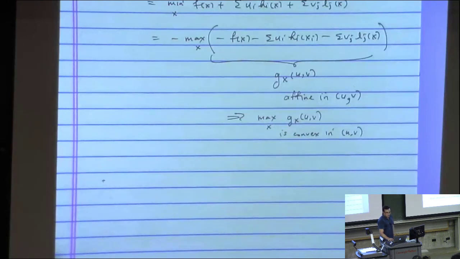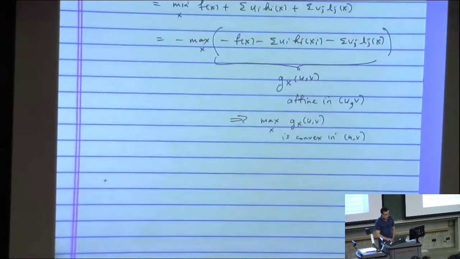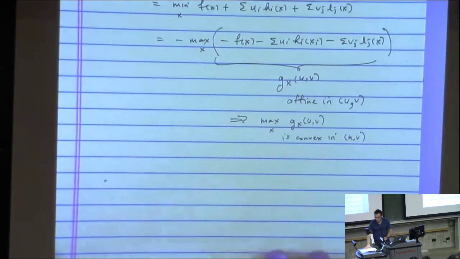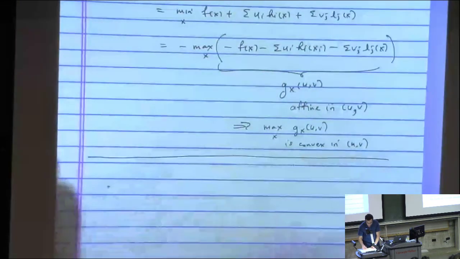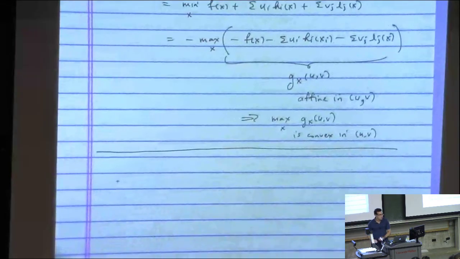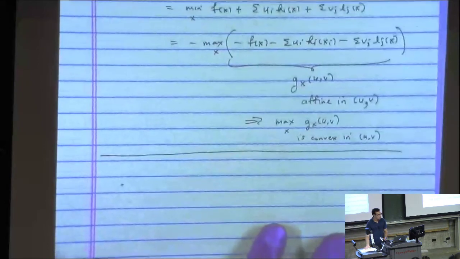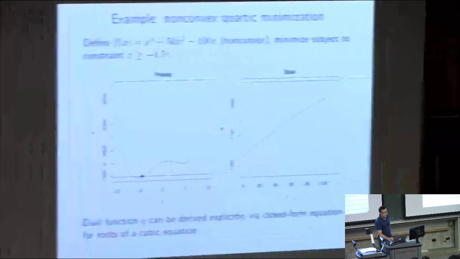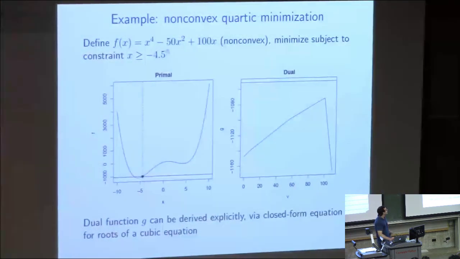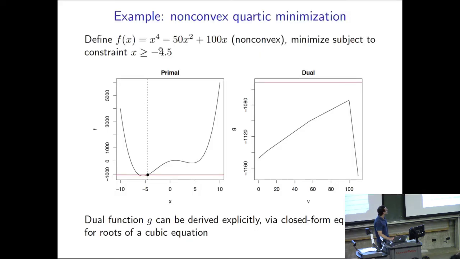So let me give you an example that demonstrates just how surprising, or maybe not surprising, but just how bizarre this can be in some ways. I'm starting off with a non-convex primal problem. I chose a quartic, and you'll see why I chose a quartic shortly. Here's the plot of my quartic.